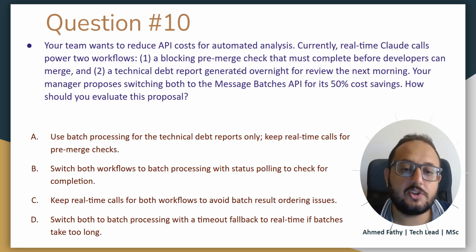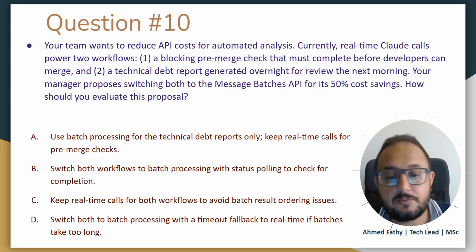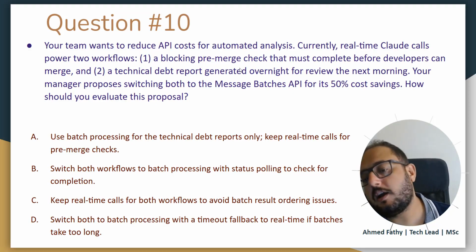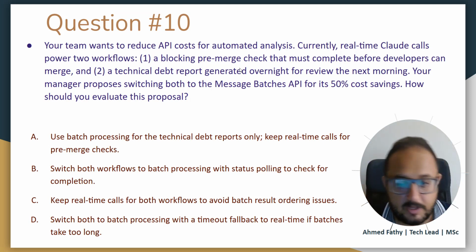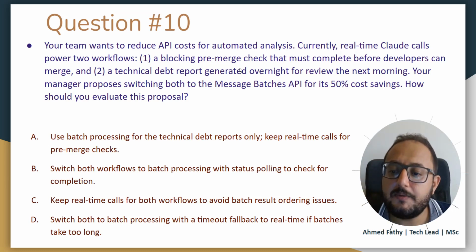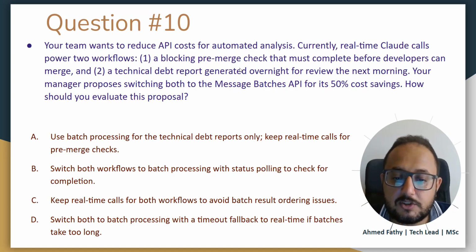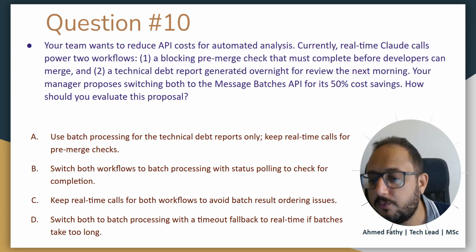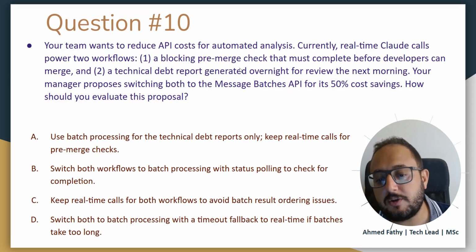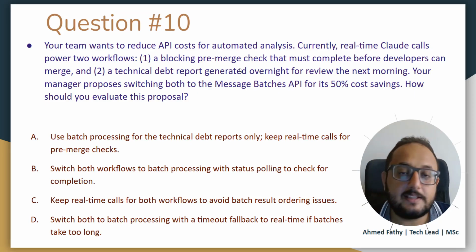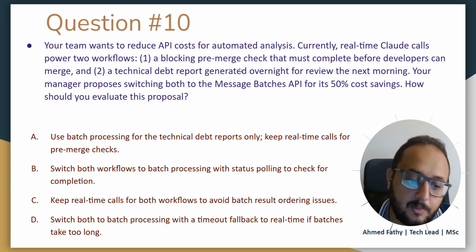Okay, now for question number 10. Your team wants to reduce API costs for automated analysis. Currently, real-time Claude calls power two workflows. One, a blocking pre-merge check that must complete before developers can merge. And two, a technical debt report generated overnight for review the next morning. Your manager proposes switching both to the Messages API for its 50% cost savings. How should you evaluate this proposal?